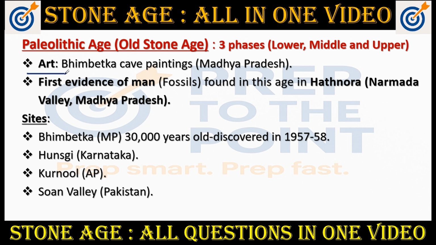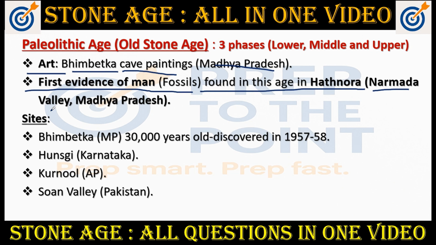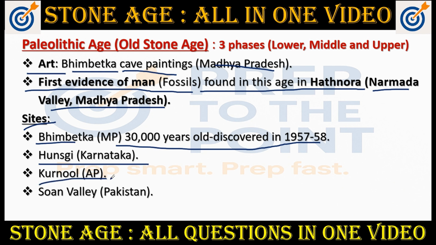Art of Paleolithic Age. Most popular site Bhimbetka, which is popular due to cave paintings, present in Madhya Pradesh. First evidence of man fossils found in this age in Hatnora site, which is present in Narmada Valley, Madhya Pradesh. Other sites are Bhimbetka, 30,000 years old and discovered in 1957 to 58, Hunsgi, which is in Karnataka, Kurnool in Andhra Pradesh, and Son Valley in Pakistan.